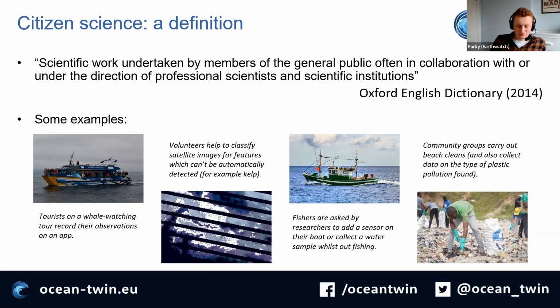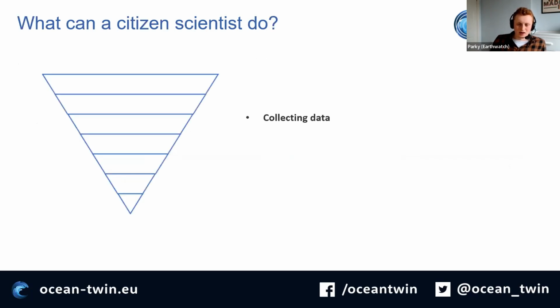So those are just four diverse examples of citizen science, just to give a sense of what citizen science can look like. Another way to highlight the diversity of citizen science is to consider what a citizen scientist can do in a project. And normally people just think of data collection.